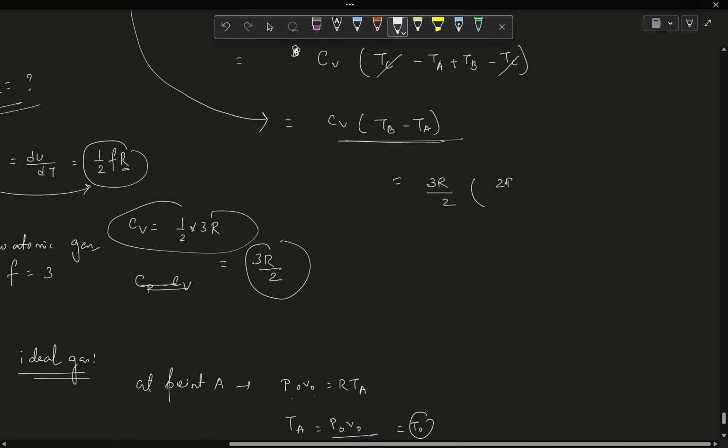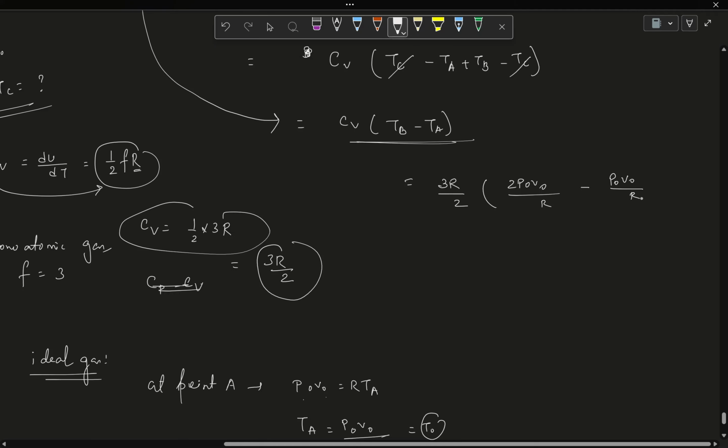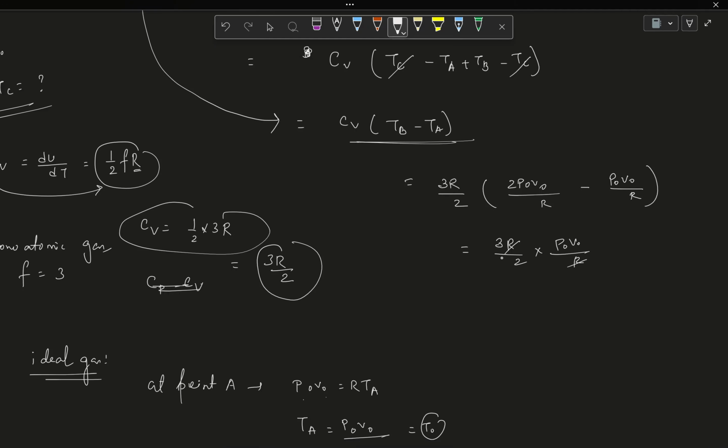So you have already CV as 3R by 2, and you have TB as 2 P0 V0 by R, and you have TA as P0 V0 by R. So this is just 3R by 2 into P0 V0 by R. So this R and R cancelling out. So you just simply have 3 by 2 is 1.5 P0 V0. This is your delta U, right?